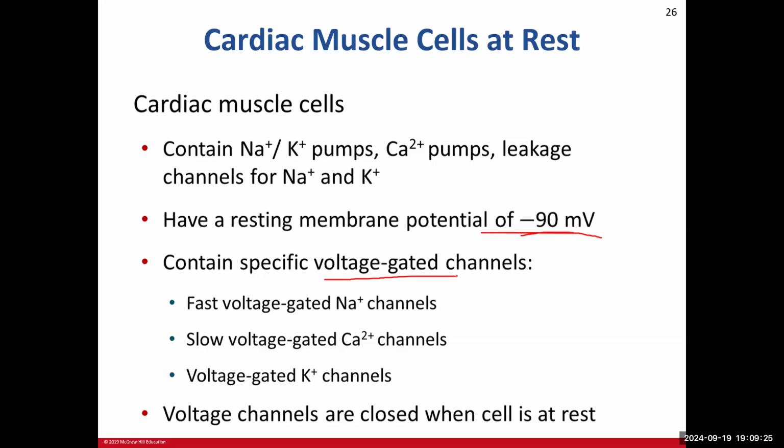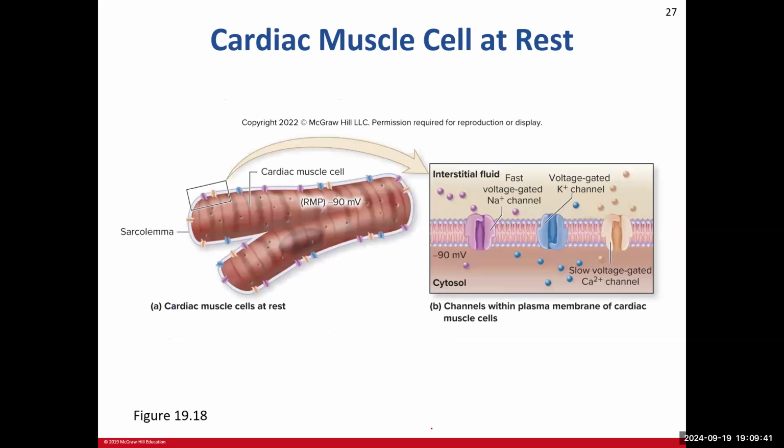Right? So when we're dealing with a cardiac muscle cell, like we saw with a neuron, all of the gated channels are closed in the neuron at rest. Same thing here. Our voltage gated channels are all going to be closed at rest. So here's a picture of those gated channels at rest. So here's our cardiac muscle cell, just chilling out, minding its own business, -90 resting membrane potential. All of these gated channels are closed, but guess what's still open?